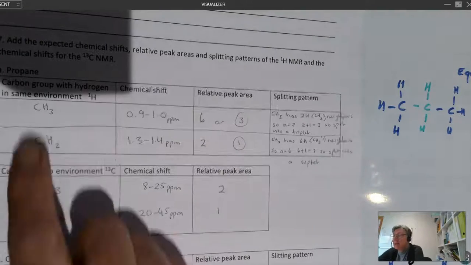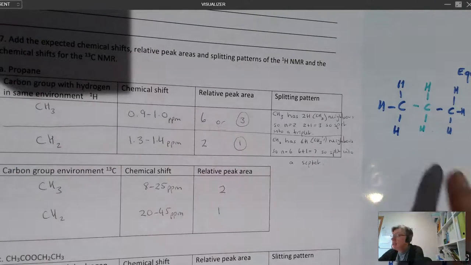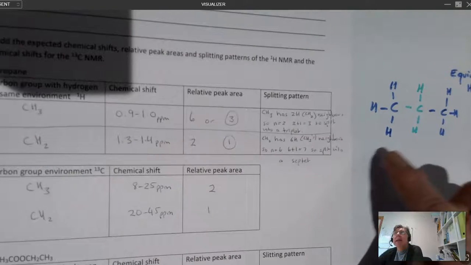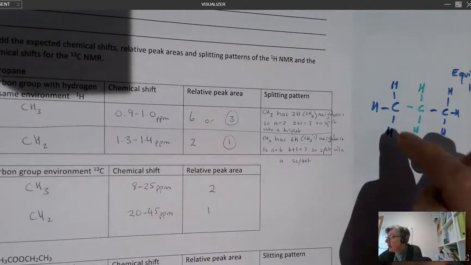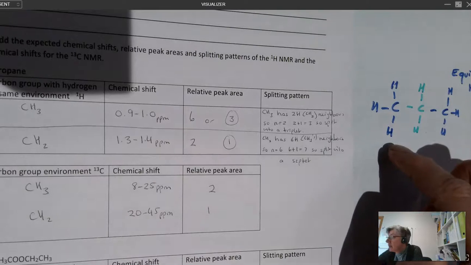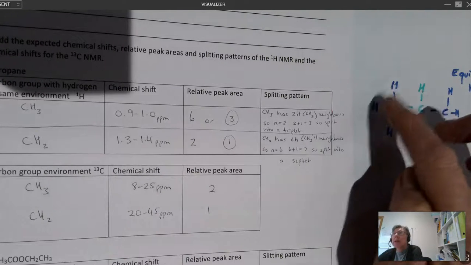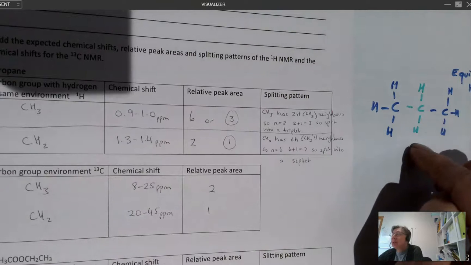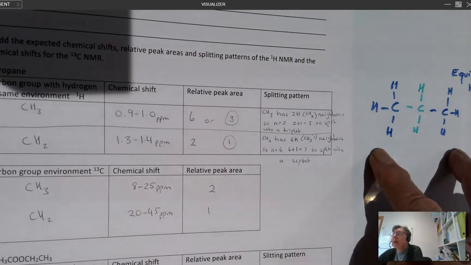Okay, so we'll start with propane. So this is propane. These CH3s are equivalent to each other. The hydrogens on there are in the same chemical environment. So each hydrogen is attached to a carbon with two others on it, and then that carbon is attached to a CH2. So they're both in the same environment.